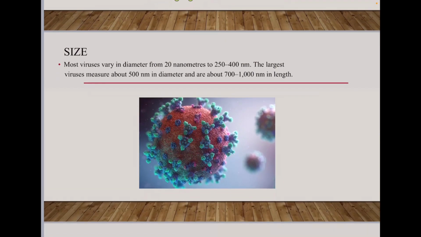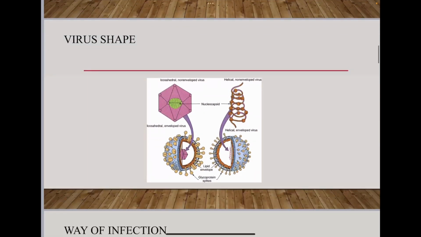The size of the virus may vary in diameter from 20 nanometers to 250 to 400 nanometers. The largest viruses measure about 500 nanometers in diameter and are about 700 to 1000 nanometers in length. The virus shape. Viruses may also be classified according to the structure of the virus particle. The three major shapes seen are spherical, filamentous, or complex.